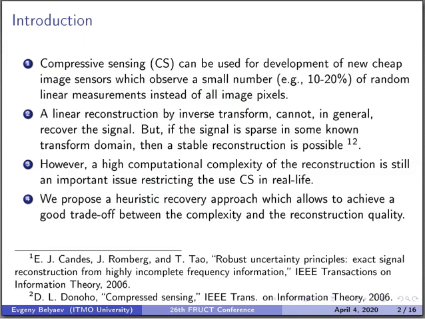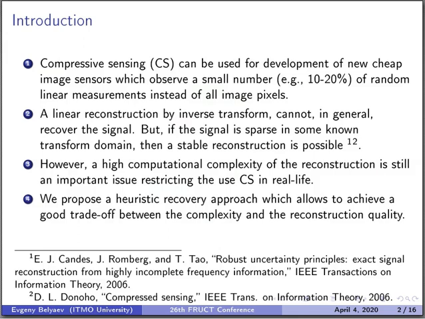As we know from the Nyquist-Shannon theorem, a linear reconstruction by inverse transform cannot, in general, recover the signal from such a small number of measurements. But as was shown in Donoho, Candes, and Romberg's works, if the signal is sparse in some known transform domain, then a stable reconstruction is possible.